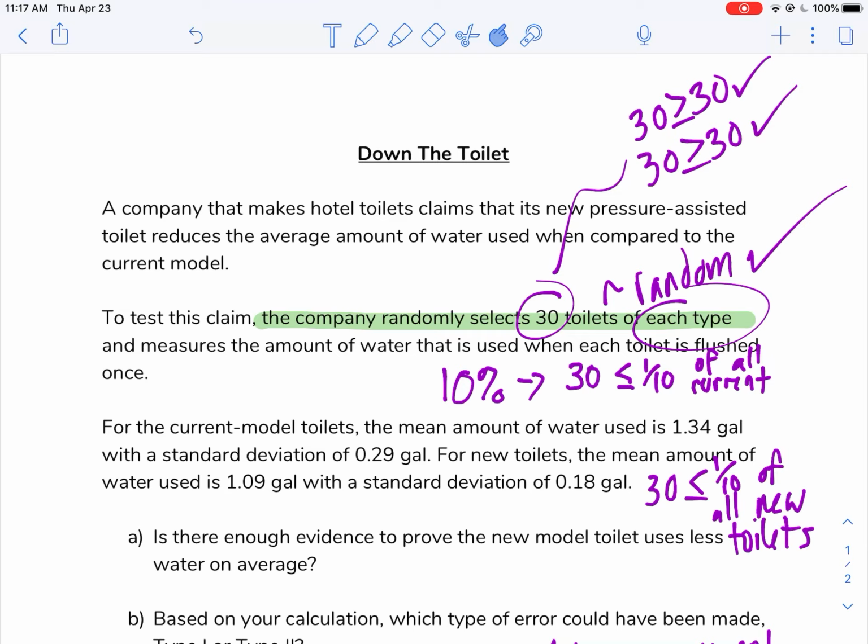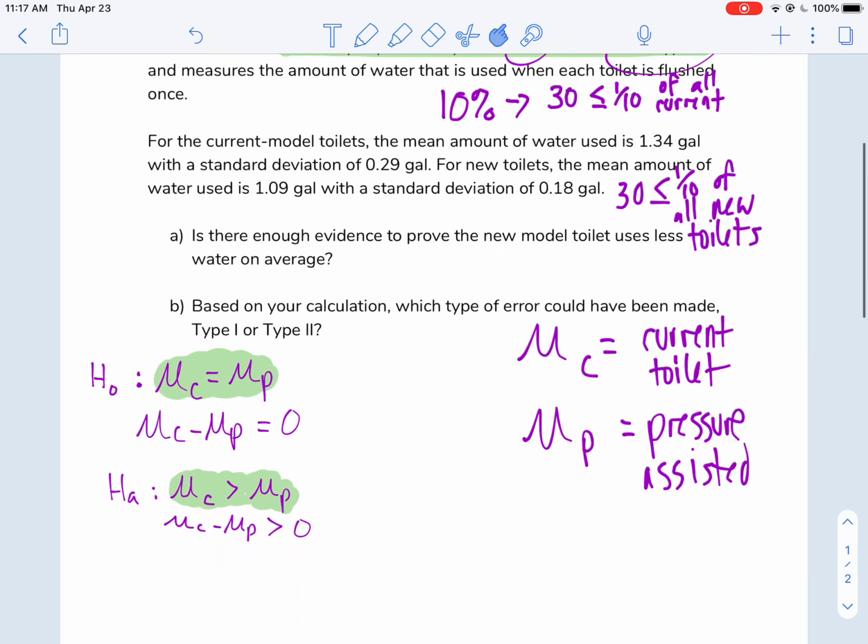All right, so we've met our conditions. Remember, you always check those. Now I have to run a hypothesis test. Since I'm doing two samples here, current and pressure-assisted toilets, and looking at averages, that's T. I'm looking at T here.